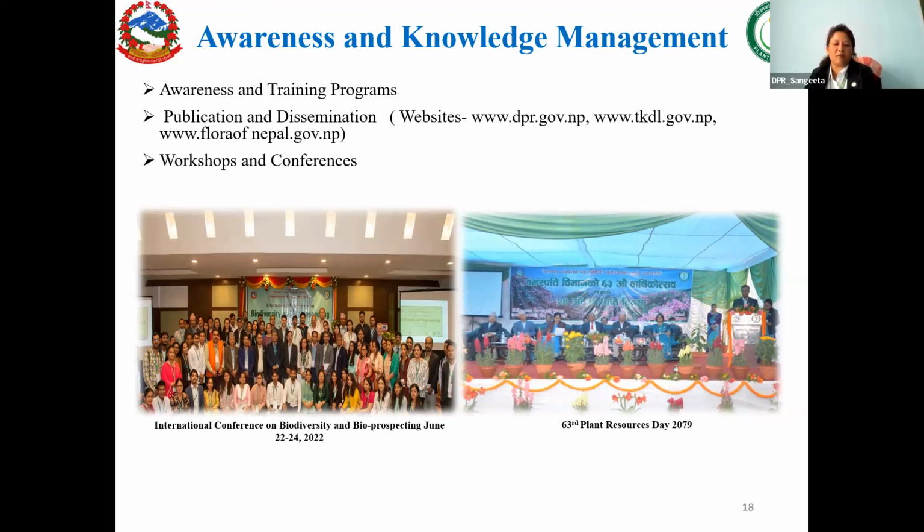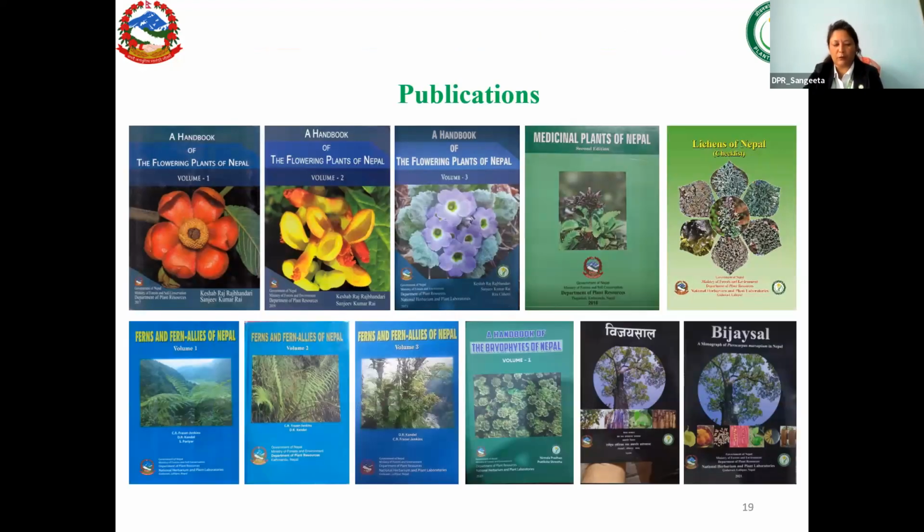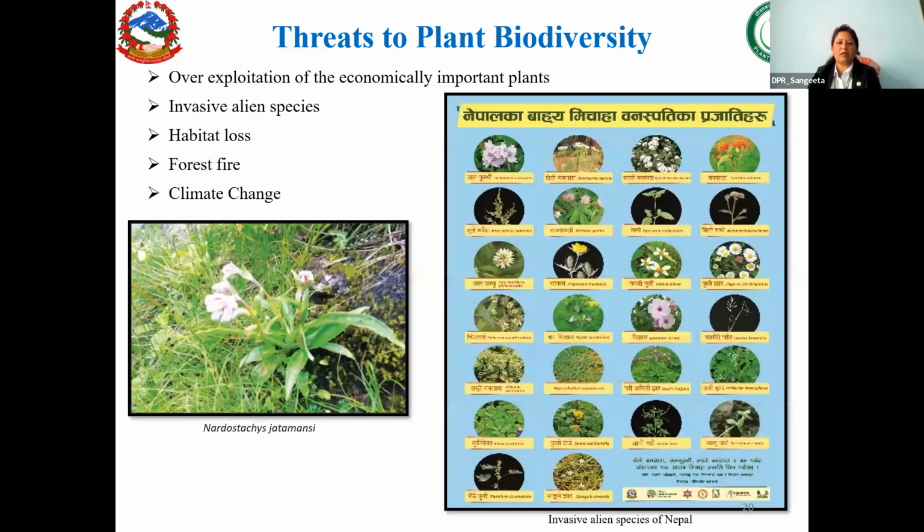And we are organizing many workshops and conferences so that we could emphasize the importance of the conservation of plant resources of Nepal. So these are some of the publications we have. So what are the threats now for the plant biodiversity?